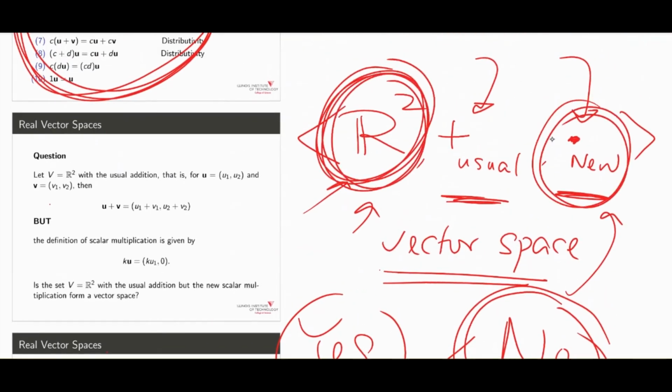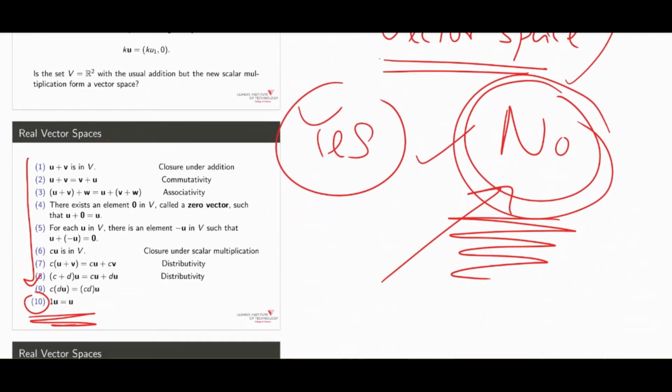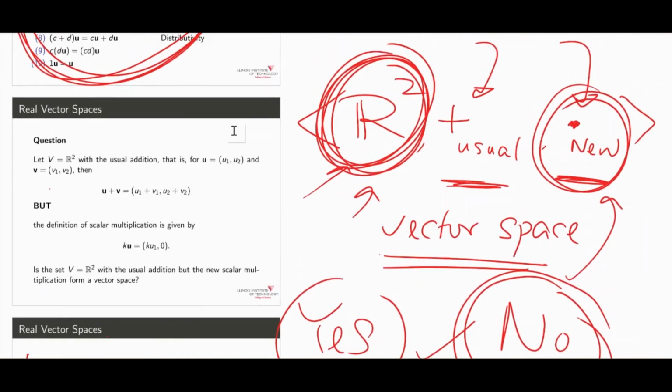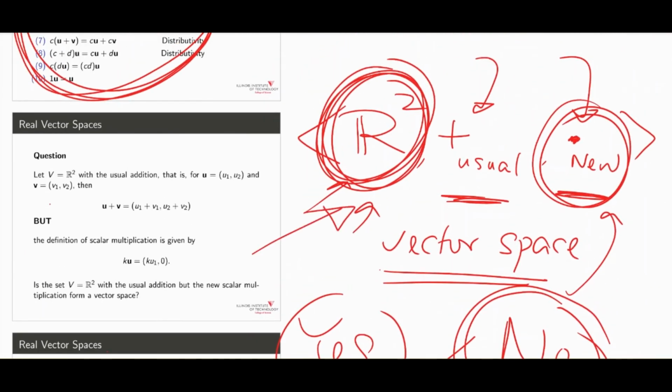with this new operation here, will not behave like the usual R2 with the usual addition and scalar multiplication. So they are different. They are not the same thing. So this will not be a vector space.